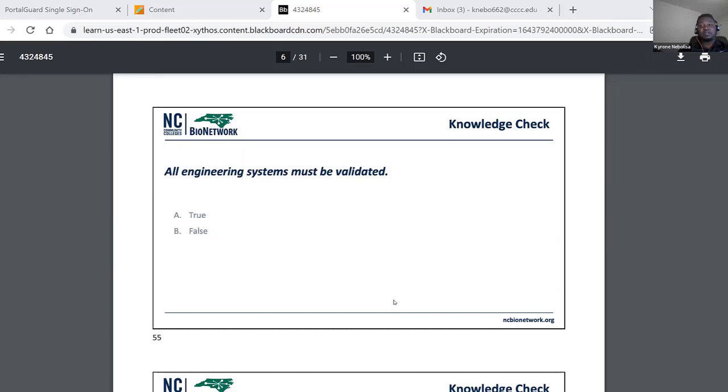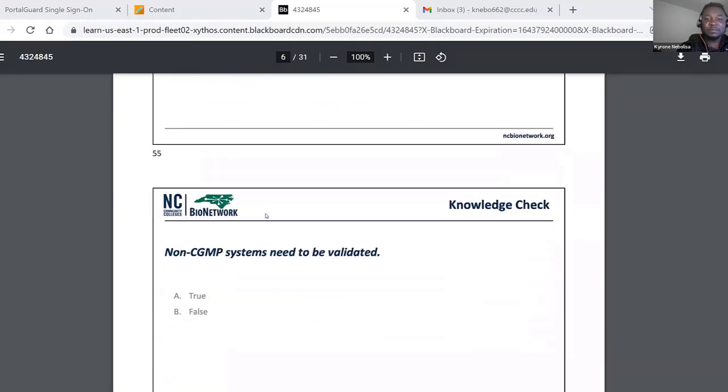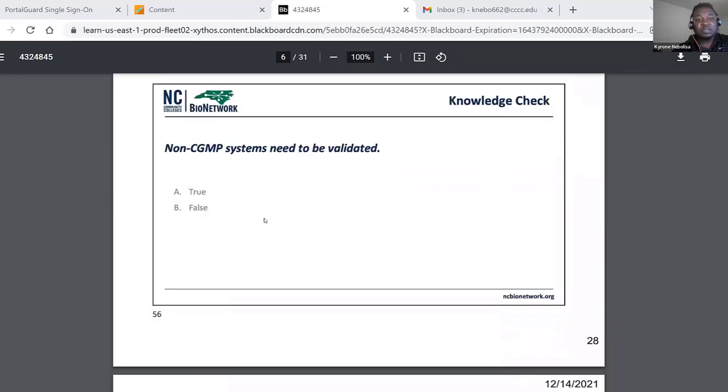So first knowledge check. And again, these will ultimately be your tests, but I want to get you thinking as we go through this lecture. So first knowledge check. All engineering systems must be validated. So give this a thought. And again, this will be on your test, and you'll see this later. But this is just to get you guys thinking. Another question. Non-CGMP systems need to be validated. Again, we talked about this, but just to get you thinking. Is it true or false?